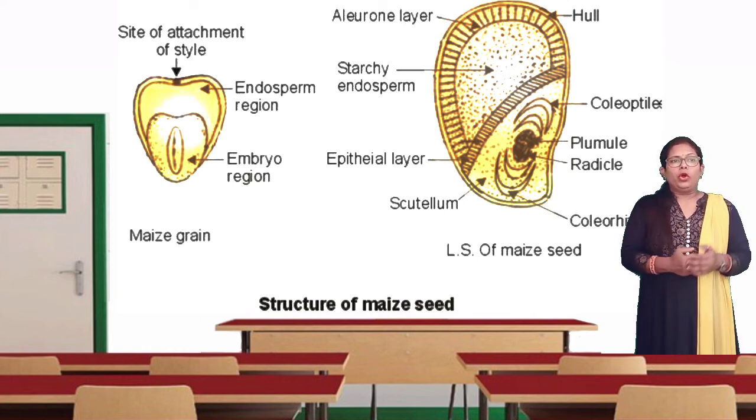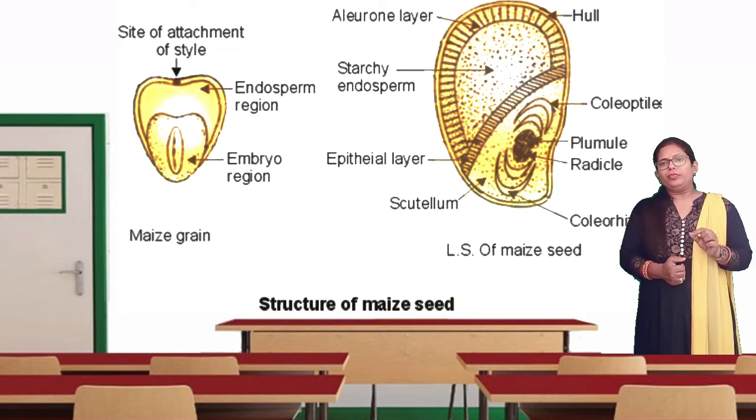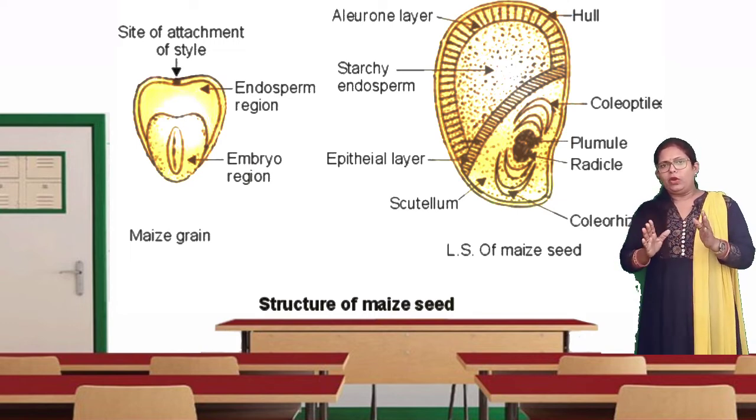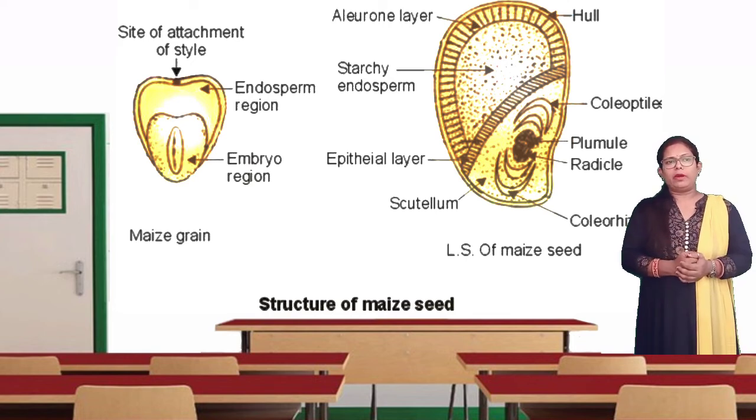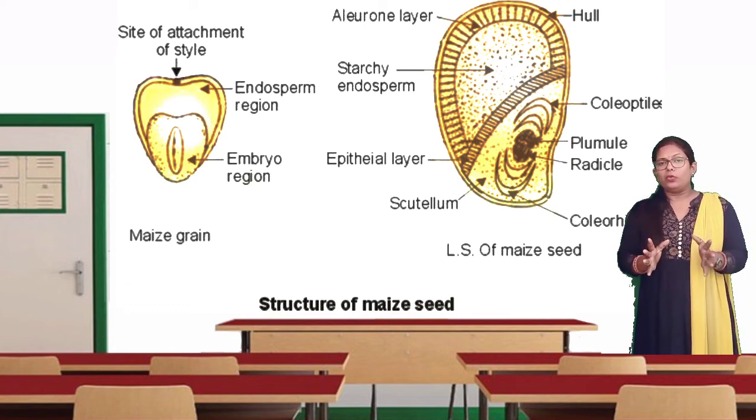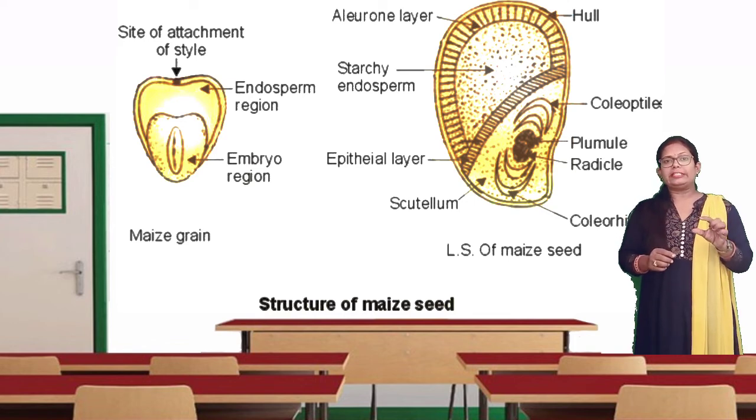Major part of the grain contains a large endosperm, which is the food storage tissue. On one side of the grain occurs a small embryo. तो एक कोने में क्या होगा, एक छोटा एम्ब्रियो पाया जाएगा, which is separated from the endosperm by a thin epithelial layer. A protein-rich aleurone layer covers the endosperm, और endosperm चारों तरफ से सराउंडेड रहेगा किससे, एक प्रोटीन लेयर से, that is known as aleurone layer.